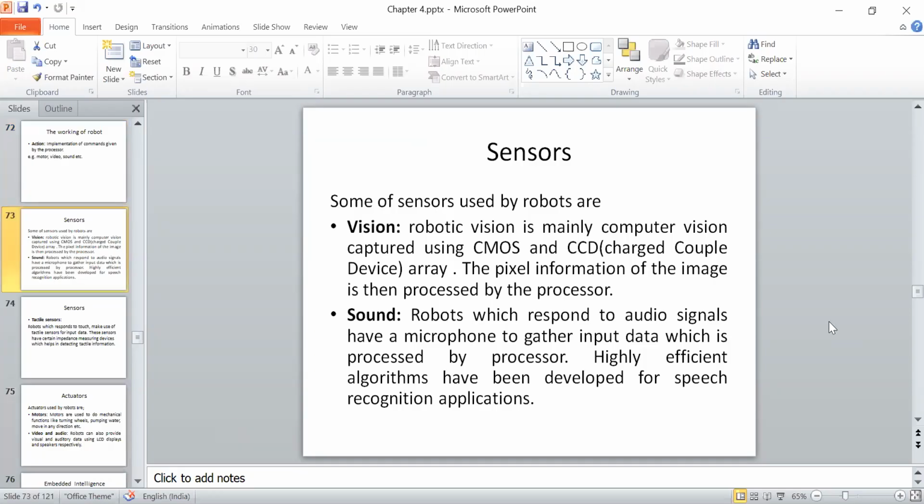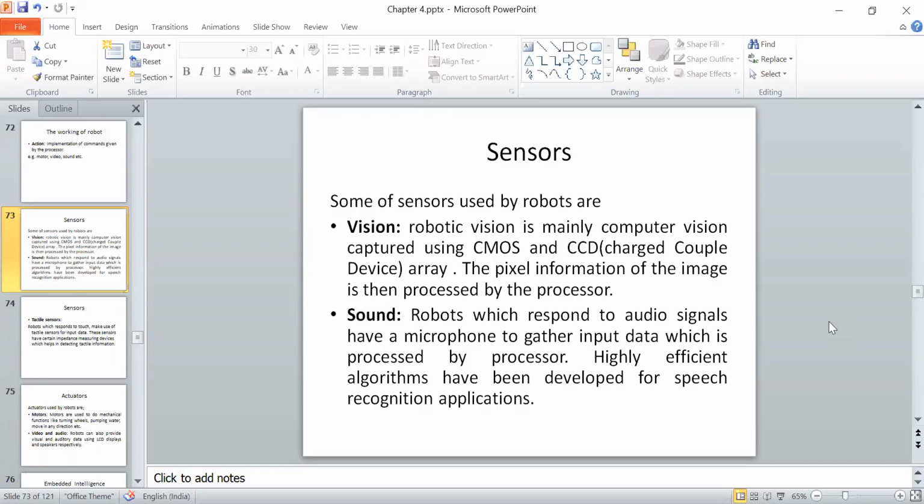So if we talk about the sensor, perception sensor, so here we have already discussed. So usually your robot has three type of sensor that it used for the perception part: vision sensor, sound sensor, and the tactical sensor. So what is a robot vision? If you see that robot vision is basically computer vision which is captured using the CMOS or CCD arrays. What is CCD array? It is a charge coupled device array.